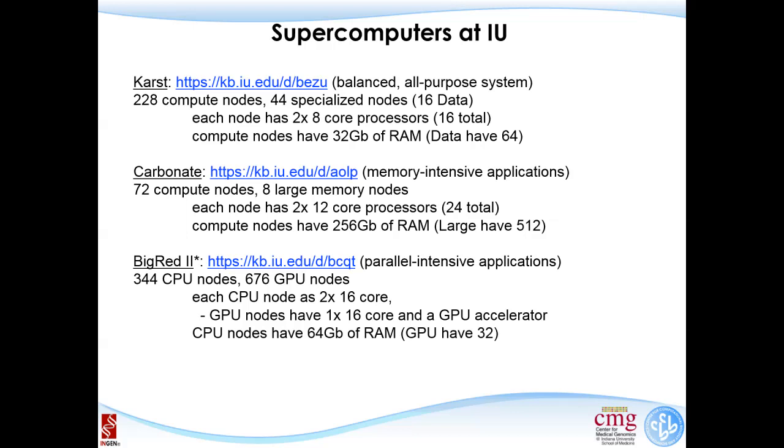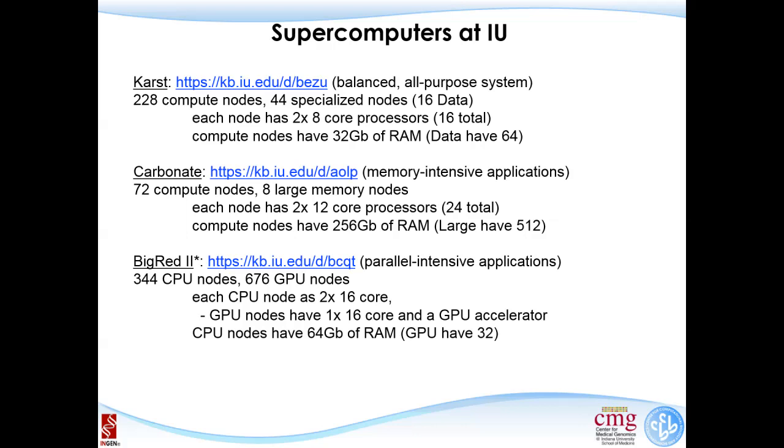So the second cluster we have is Carbonate. This one is a more memory-intensive application, 256 gigabytes of RAM per node, and you can get these nodes to work together, actually. So you can have at least 512 and more. Big Red 2 is good for parallel intensive applications. This is the one you'll probably see about in most like IUPUI news releases and things like that.